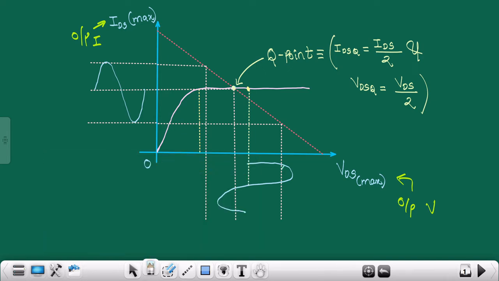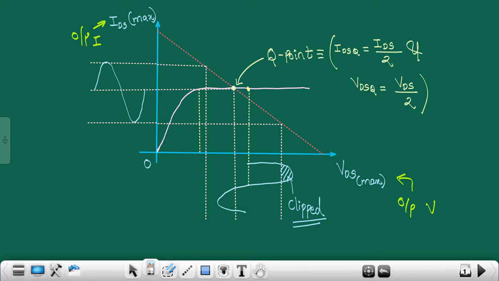What is an issue is this. See over here, this particular part is getting clipped. So we understood that the Q point should be exactly at the center, it should not move towards the right side. This is the very first conclusion we have drawn.